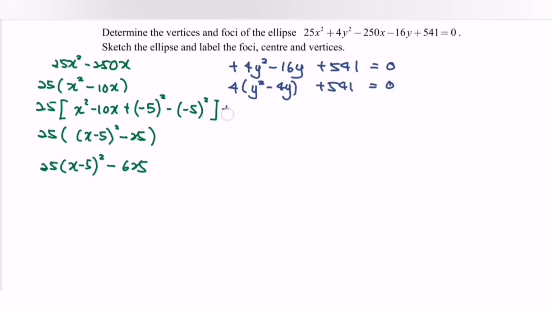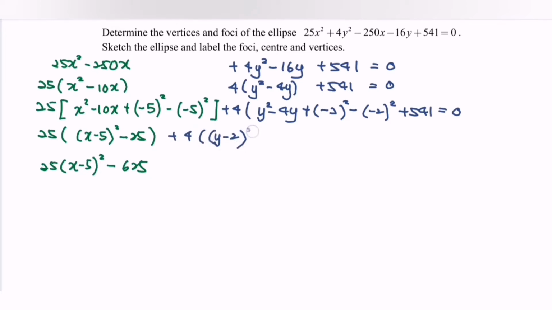Completing the square: plus 4 bracket y squared minus 4y plus bracket negative 4 over 2, which is negative 2 squared, minus bracket negative 2 squared, plus 541 equals 0. Simplify the situation. So plus 4 bracket y minus 2 bracket squared minus 4, close the bracket, plus 541. Continue. Plus we have 4 times y minus 2 squared minus 16 plus 541 equals 0.